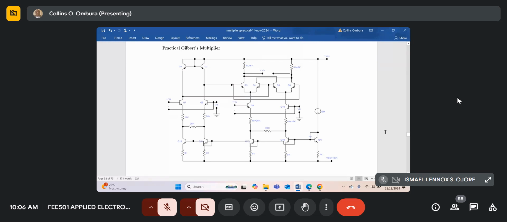So in the last class, we concluded the analysis of the Gilbert's multiplier cell. But for it to be useful, it needs some associated circuitry.